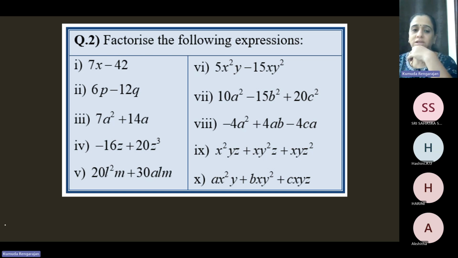6P minus 12Q. P and Q, nothing is common. 6 and 12, the HCF is 6. So take out 6, and in the bracket, 6 into what will give you 6P? P. 6 into what will give you 12Q? Q. Yeah, continue.